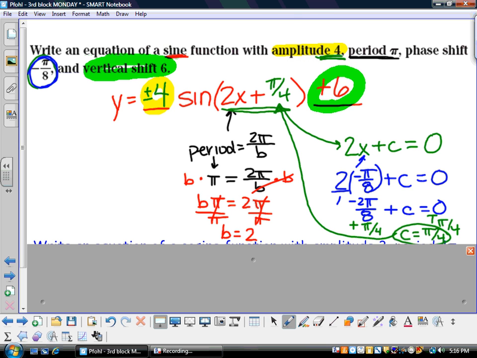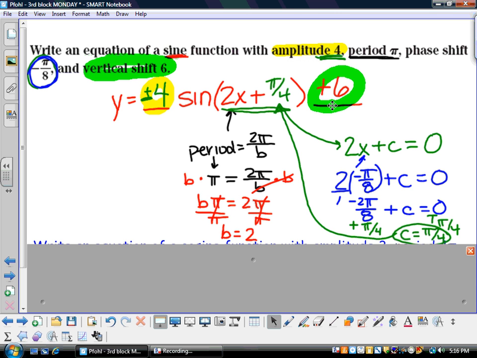There are 2 correct answers to this. One correct answer is y equals positive 4 times the sine of 2x plus pi over 4 outside of the parentheses plus 6. The other answer would be the negative 4. So negative 4 times the sine of 2x plus pi over 4 outside the parentheses plus 6.